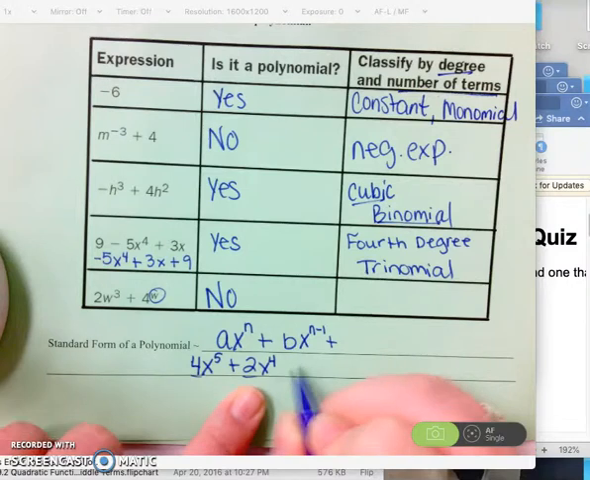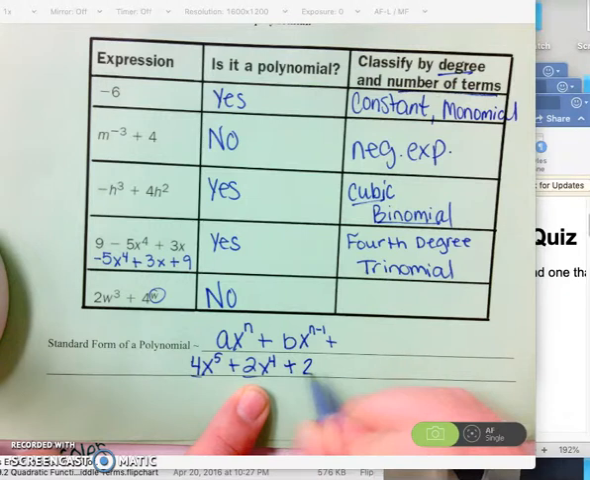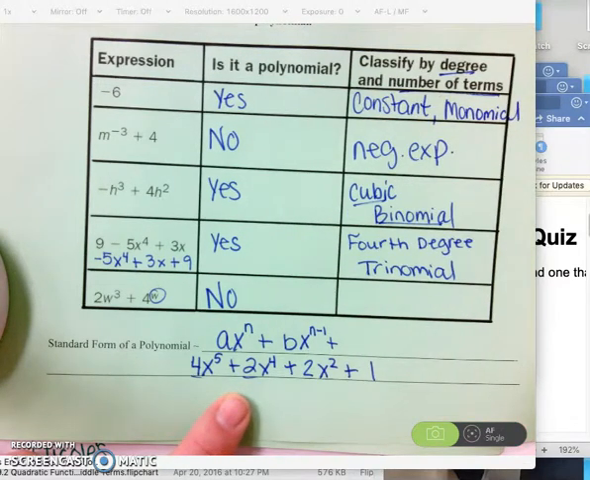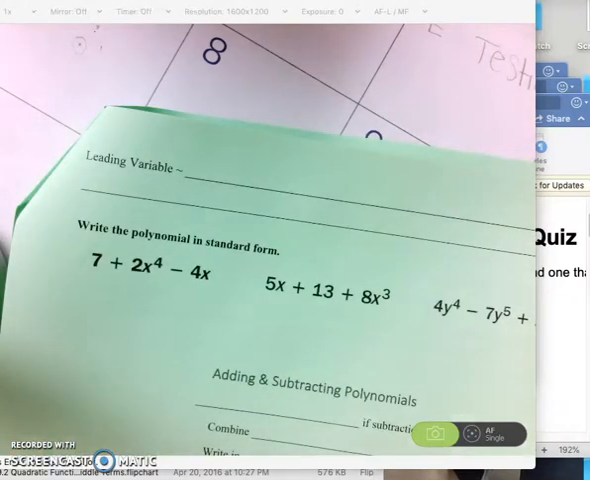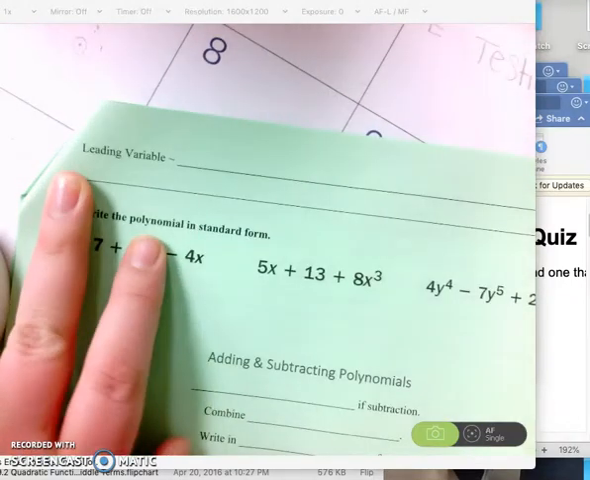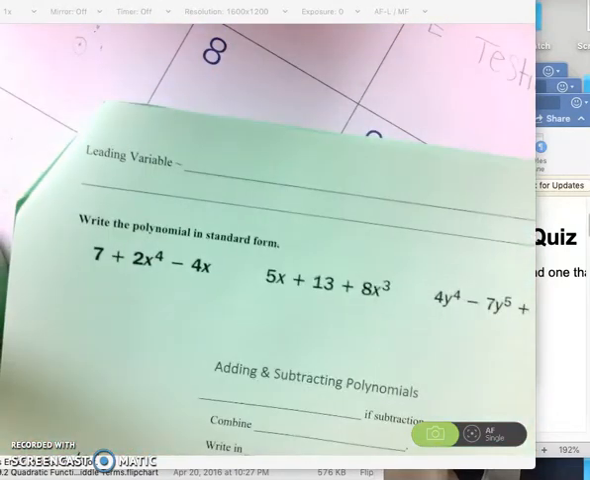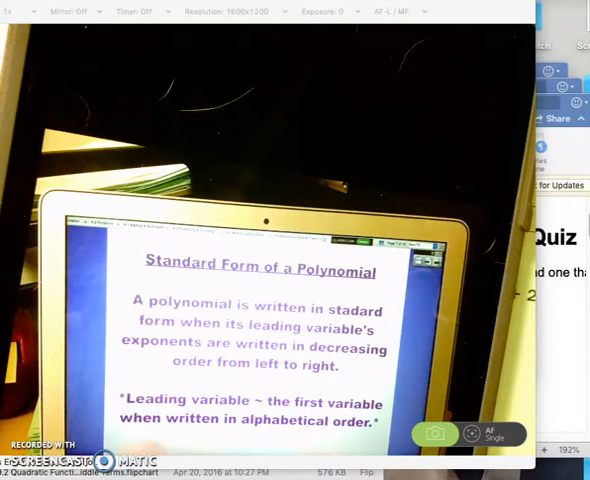Sometimes you don't have them in descending order, so like this, there's maybe not a 3, but there's going to be a 2, and then you have a constant. And the last thing you always write is your constant. Okay? Alright, so leading variable is the first variable when written. Polynomial standard form is written when the leading variable exponents are written in decreasing order from left to right. And then leading variable is the first variable when written in alphabetical order.